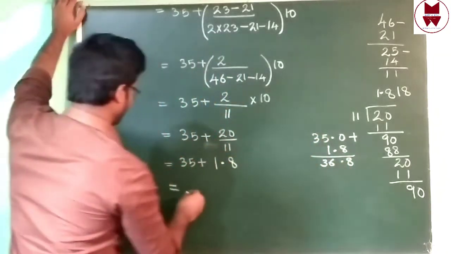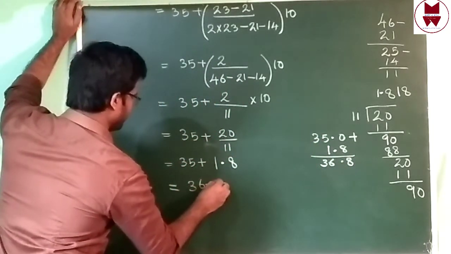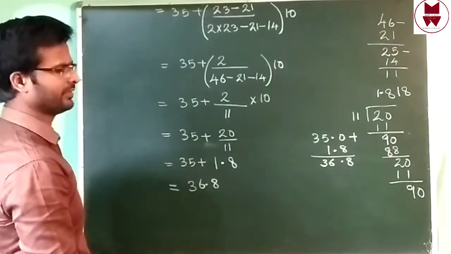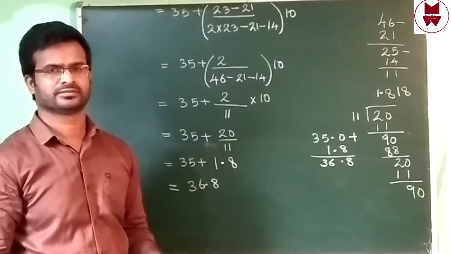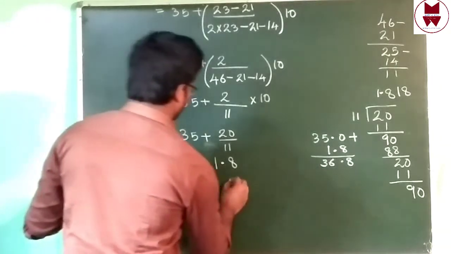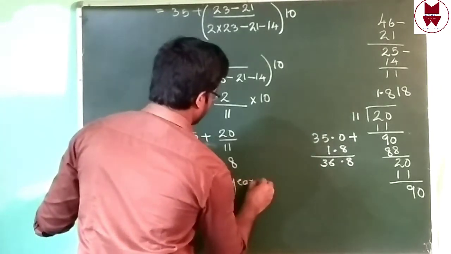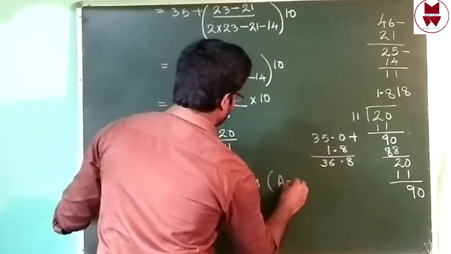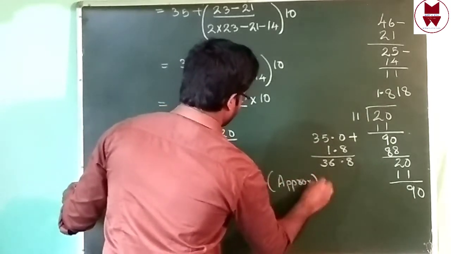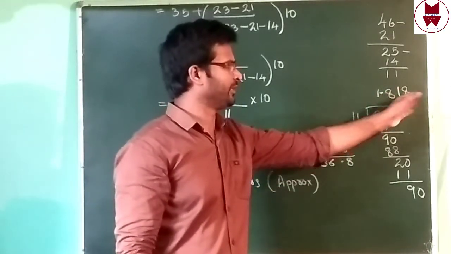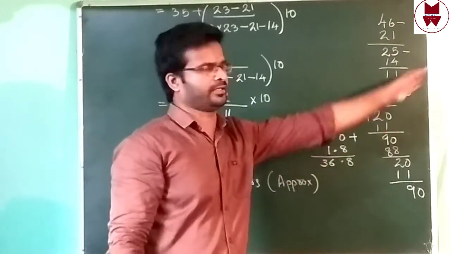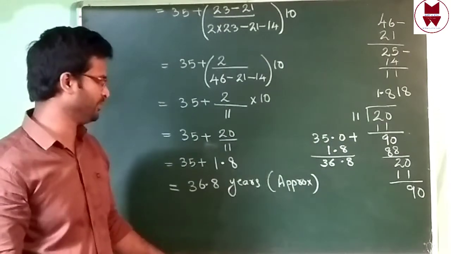We got 36.8. We got the answer 36.8. What will be our unit? Unit means years, isn't it? Approximately. This answer is not an accurate answer, because after the point we can find 8, 1, 8 again, isn't it? That means it is an approximate value only.